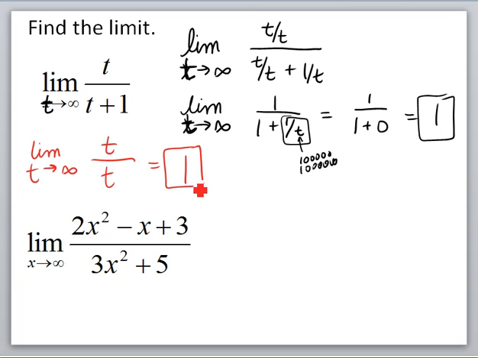Look how much faster this method is than the other method. This is the method, L'Hopital's rule, that I will want you guys to use and that I encourage you to use. I'll do the next example on the next video.